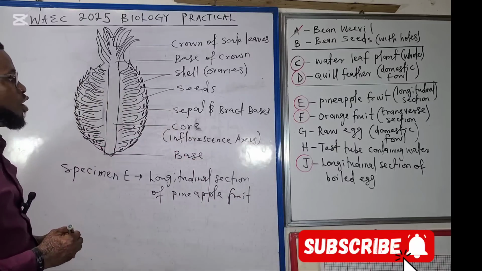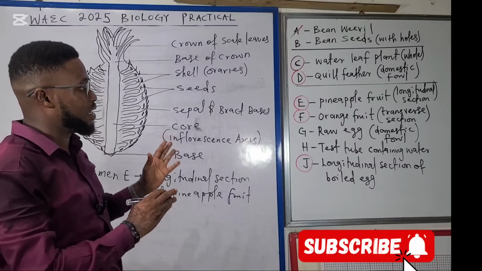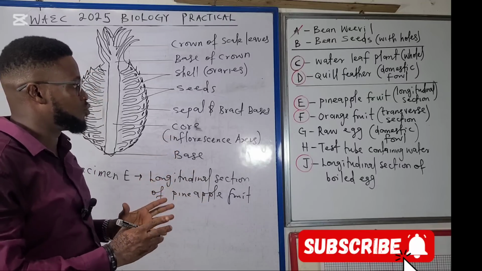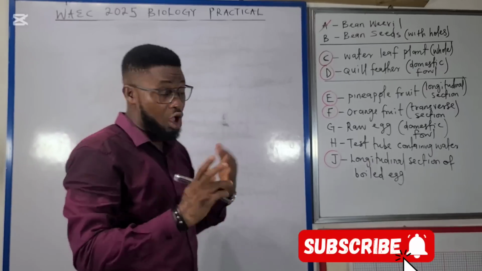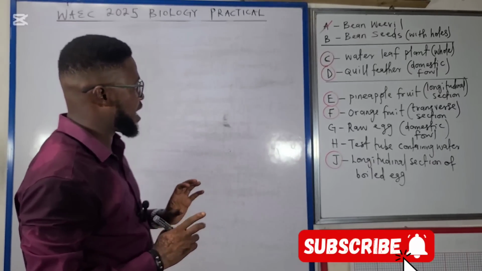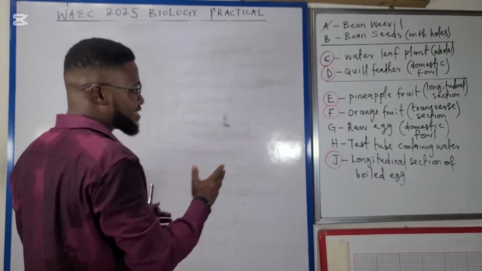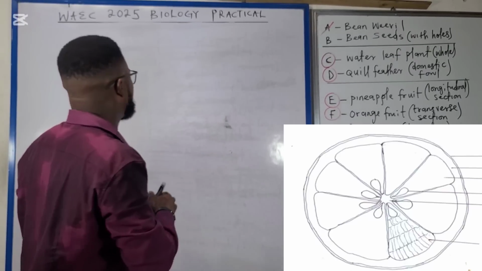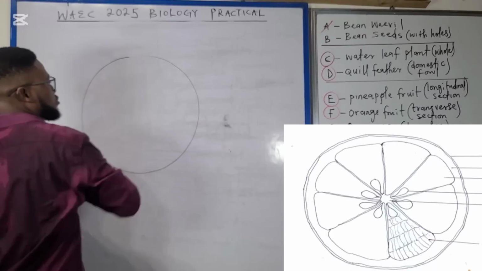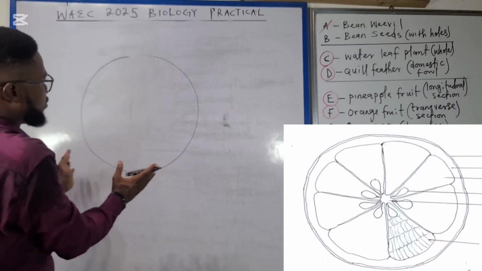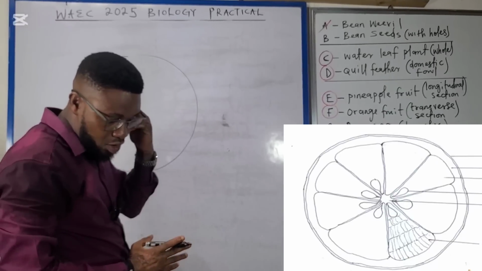So next up is orange fruit, talking about its transverse section. If we are to draw this, what should it look like? So talking about the drawing of specimen F, orange fruit, the transverse section, how should we draw this? The starting point is for us to, first of all, get our circle drawn. Once you have your circle, then the rest, you can get it done.